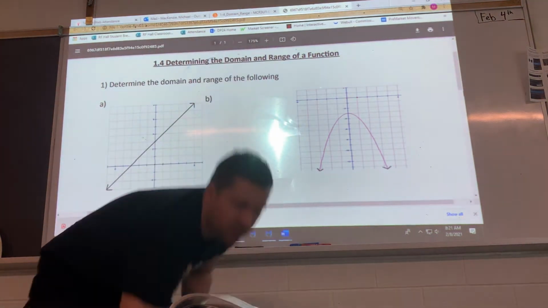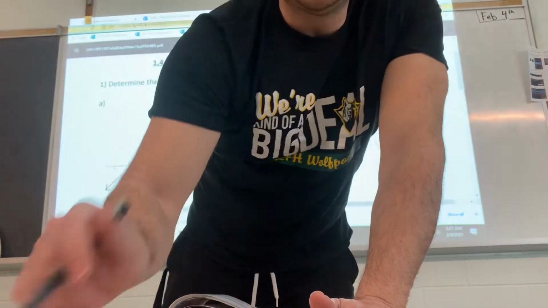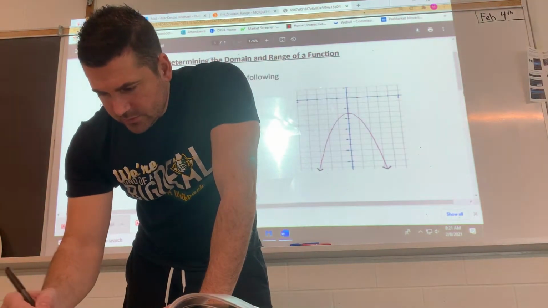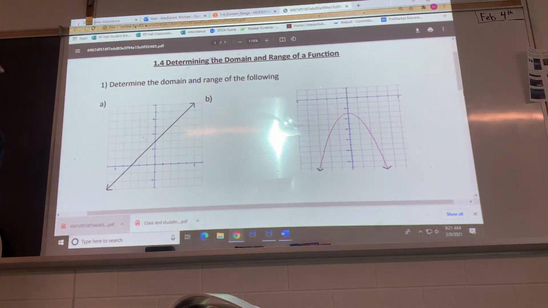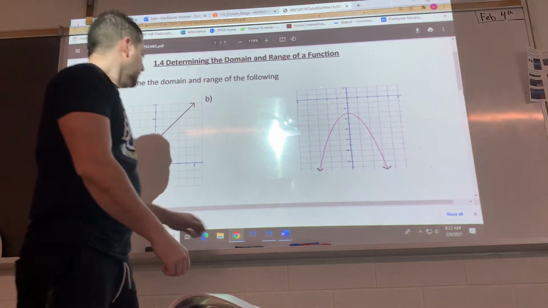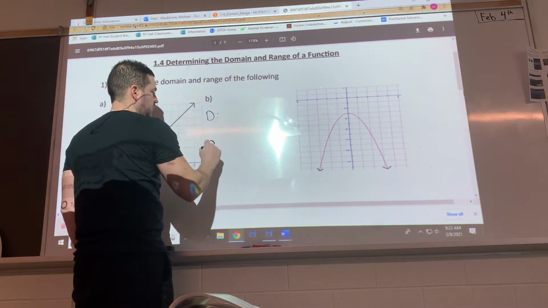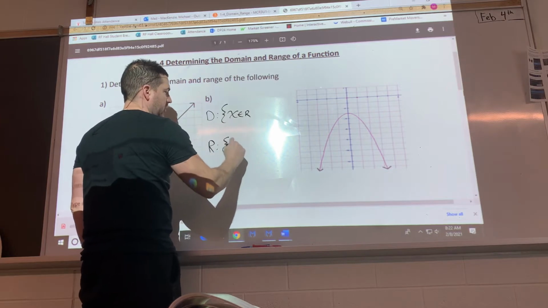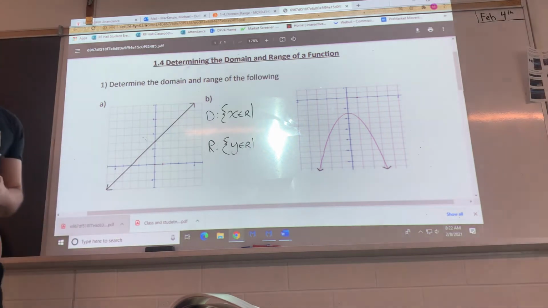Okay, so it is the domain and range. It's something we've done already. So we're just kind of expanding on what we've learned. All right, so first one. Determine the domain and range of the following. So we're looking at the graphs, and we're determining the domain and range. Okay, so we always start with x ∈ R and y ∈ R. And then from there we get to see if there are any restrictions.